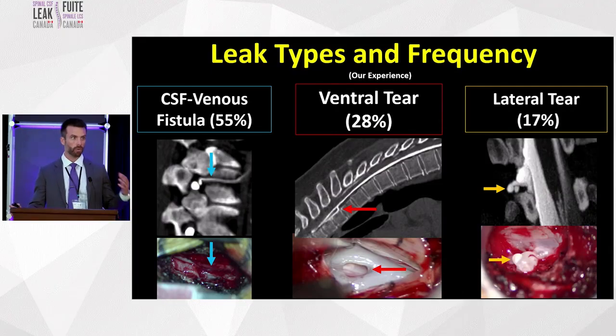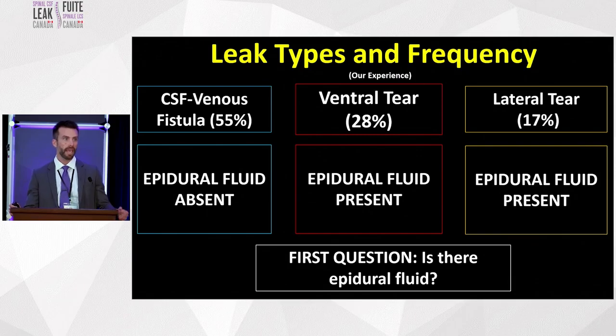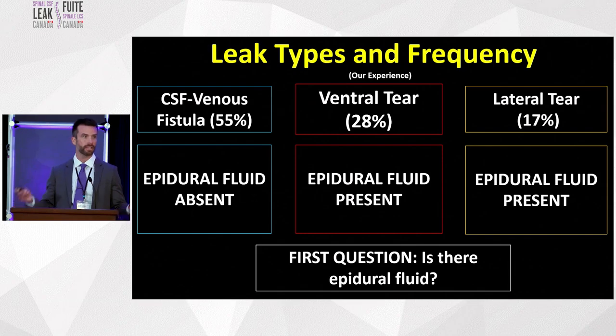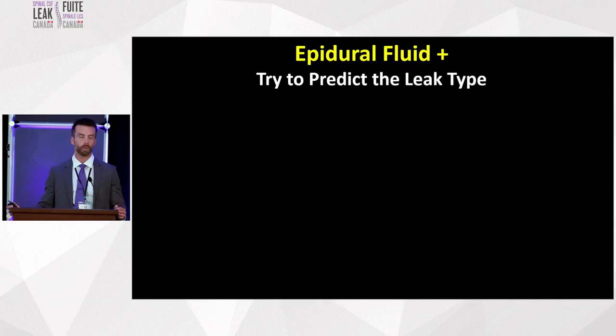So just in terms of our experience, the majority of leaks we find are CSF venous fistulas, followed by ventral dural tears, and then lateral tears. So I'm going to talk about CT myelography for each of those now. And again, as has been alluded to already, the first distinguishing factor is that a dural tear is going to have epidural fluid most of the time. A CSF venous fistula will not. And so the first thing we do, before we even do anything with putting a needle in the patient, is deciding what kind of leak we are looking for.